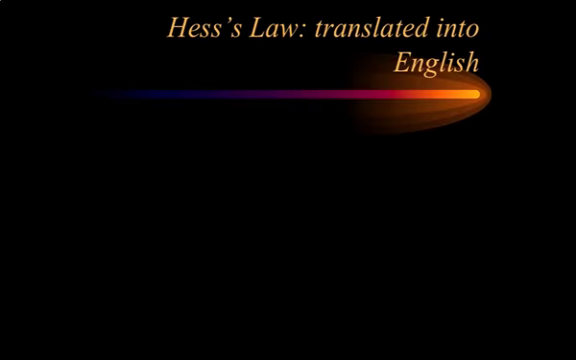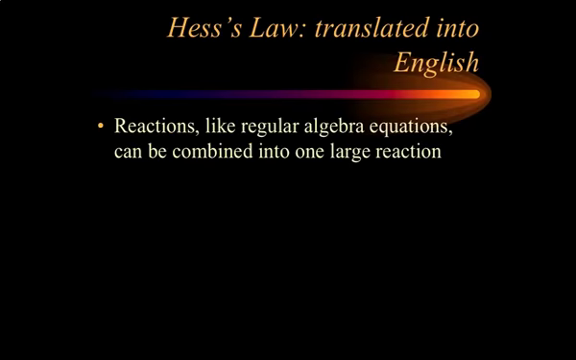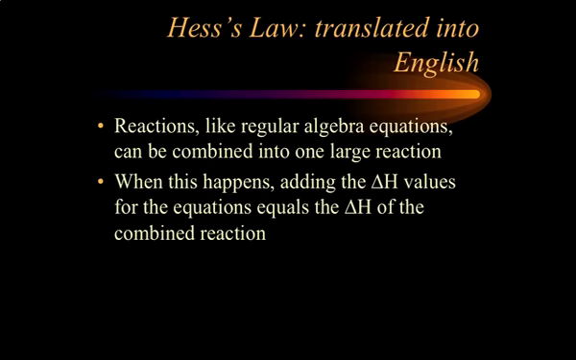So in plain English, this means that reactions, like regular algebraic equations, can be combined into one large equation. When we do this, we add the delta H values for the equations to get the total delta H for the combined reaction.